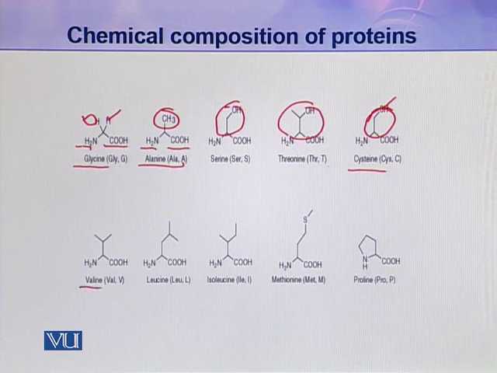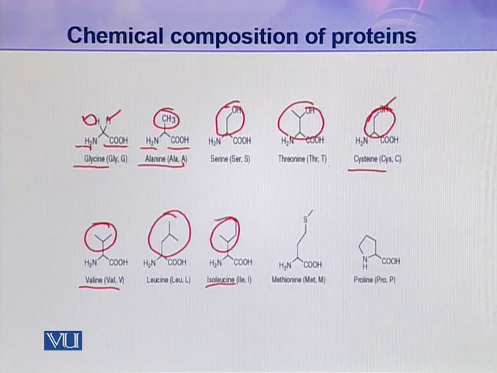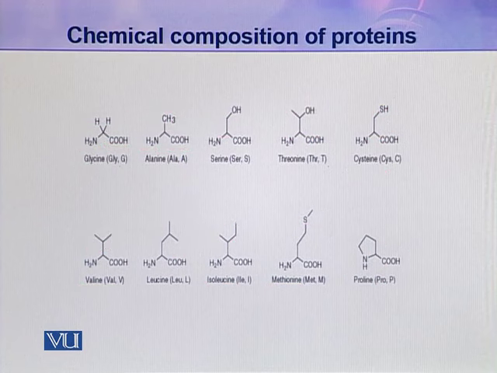Then there is valine. Here the R group is this. Then leucine, the R group is this. Isoleucine has an R group like this. Then another amino acid is methionine. Methionine also contains sulfur. So cysteine and methionine, these two are sulfur containing amino acids. Then there is proline. Proline has its R group in the form of this ring. So proline is quite different from all the other types of amino acids.